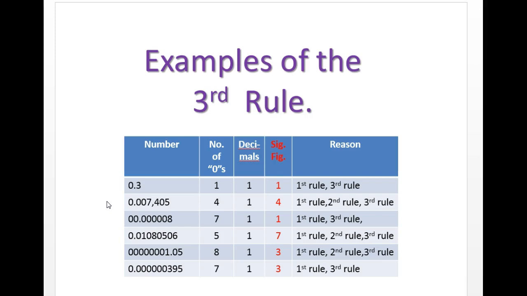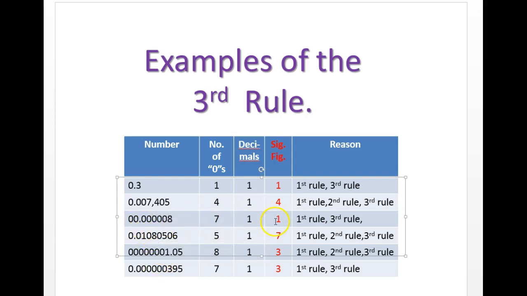Rule number three says that you cannot count these, and rule number one says you have to count the 7, the 4, and the 5. So in this case, you have all three rules. This one, again, you don't need the second rule because you don't have any zero that is sandwiched between two non-zero numbers. Okay, so you have 7 zeros, you have one decimal place, and because you only have one number, all of these are insignificant.